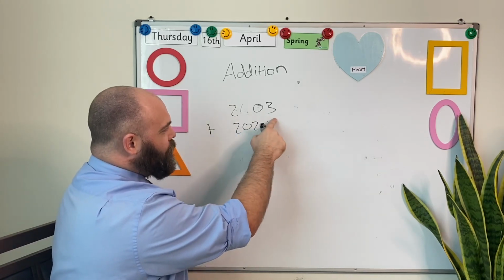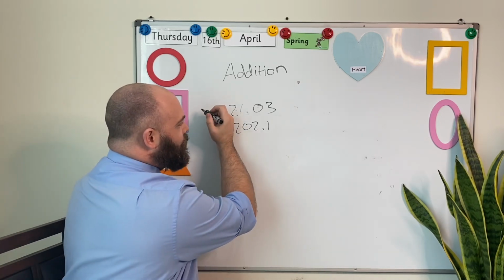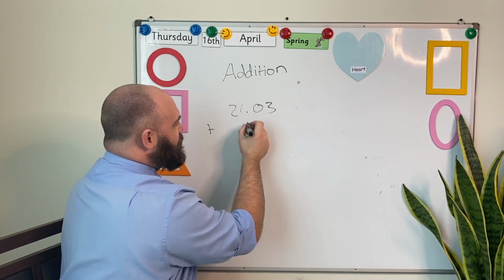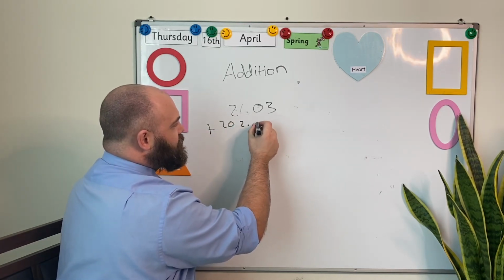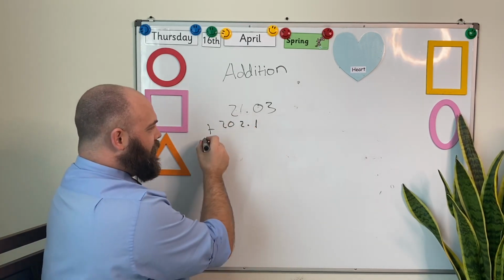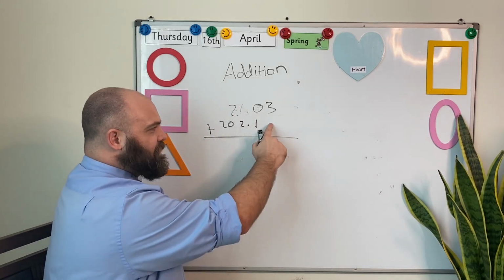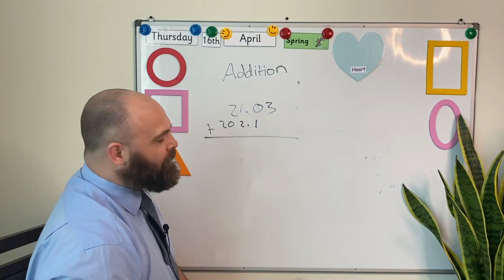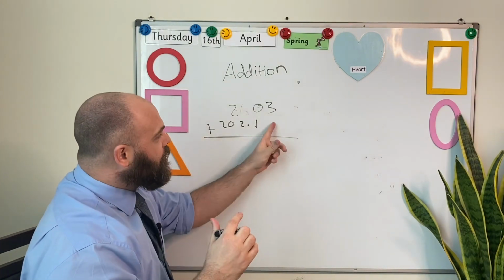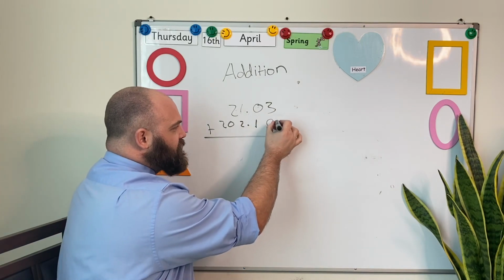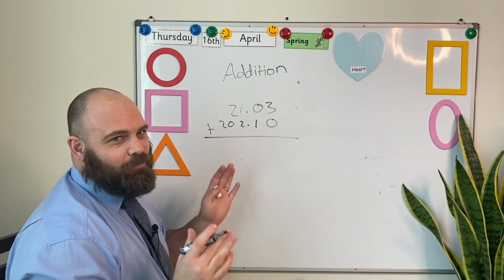So if I rewrote this, I would try to make sure that my decimal points are lined up. So I'm going to rewrite this as 202.1. Now, with my decimal points lined up, this is really easy. But there's something missing over here. And if there's something missing, it means there are 0 hundredths in that column. So I could put a 0 here if I wanted to. It's not necessary. The 0 is just a placeholder.